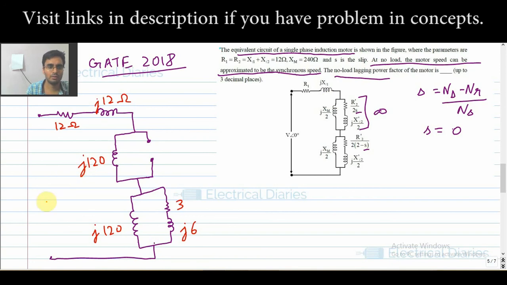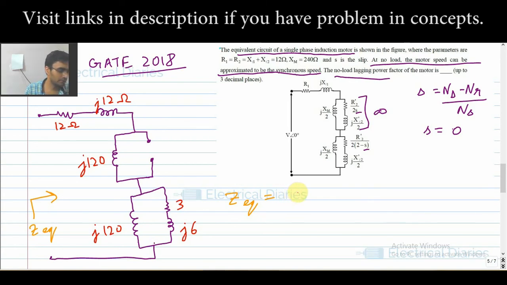So power factor you can easily find out if you are given impedance angle, if you are given impedance. So for this circuit we will find the equivalent impedance, and then to find the power factor angle, it will be tan inverse of the imaginary part upon the real part. Okay, so I hope you can easily find the Z equivalent of this circuit. If you are not aware of this concept, then you can always visit the links in the description.